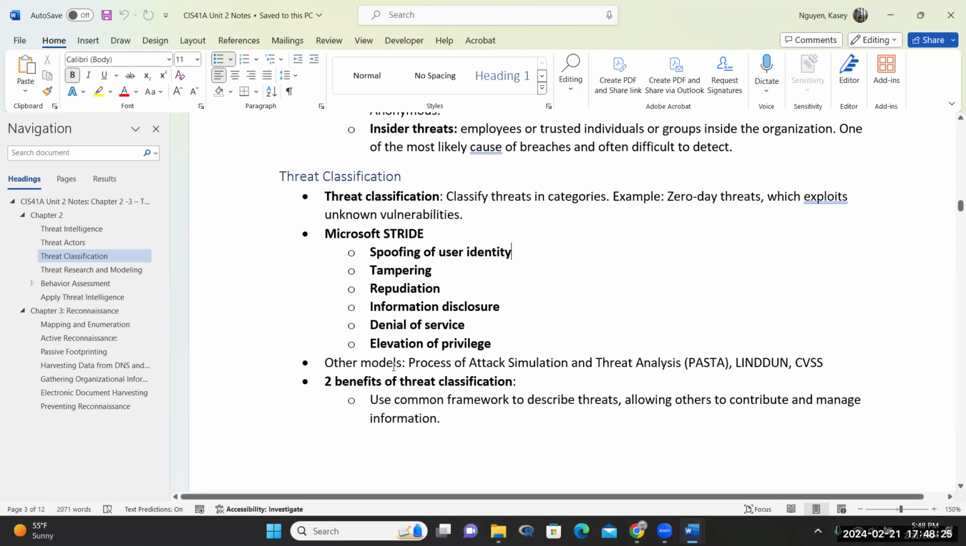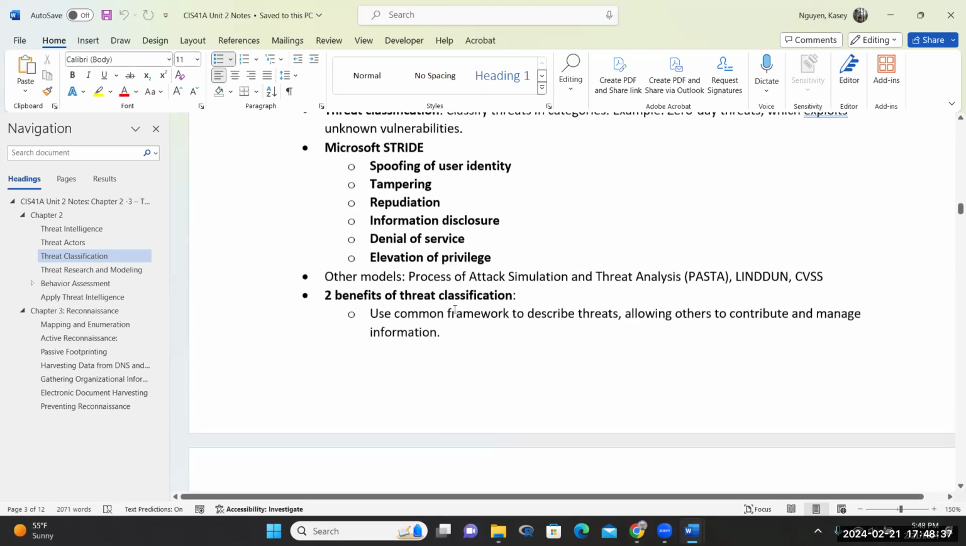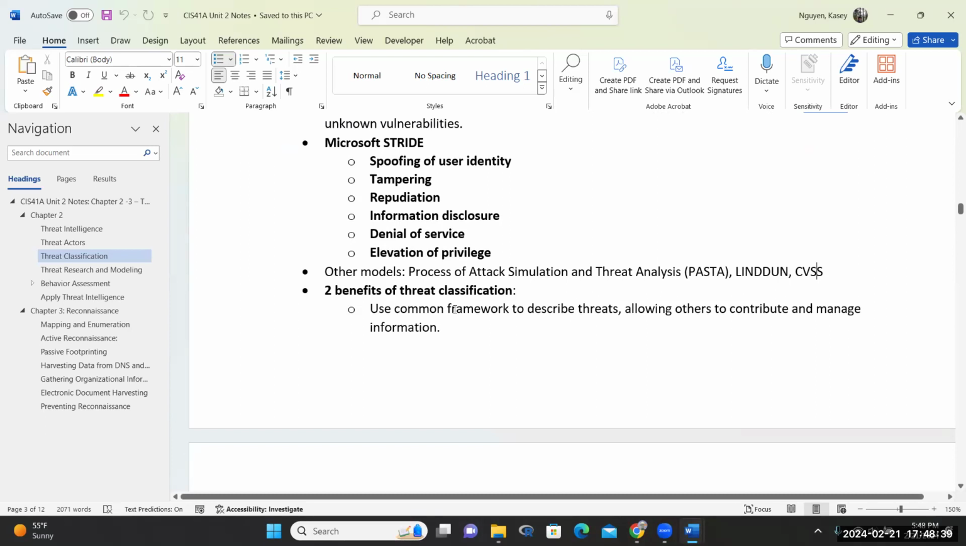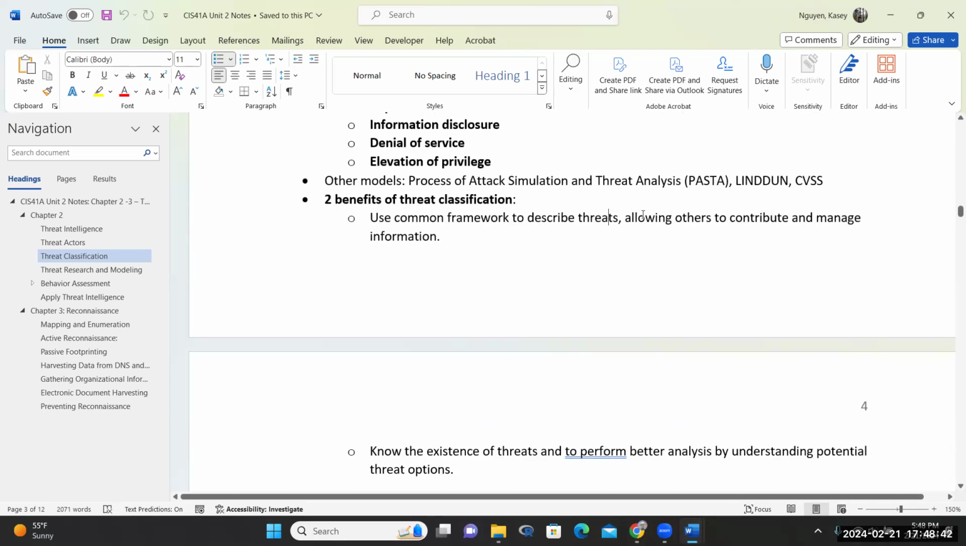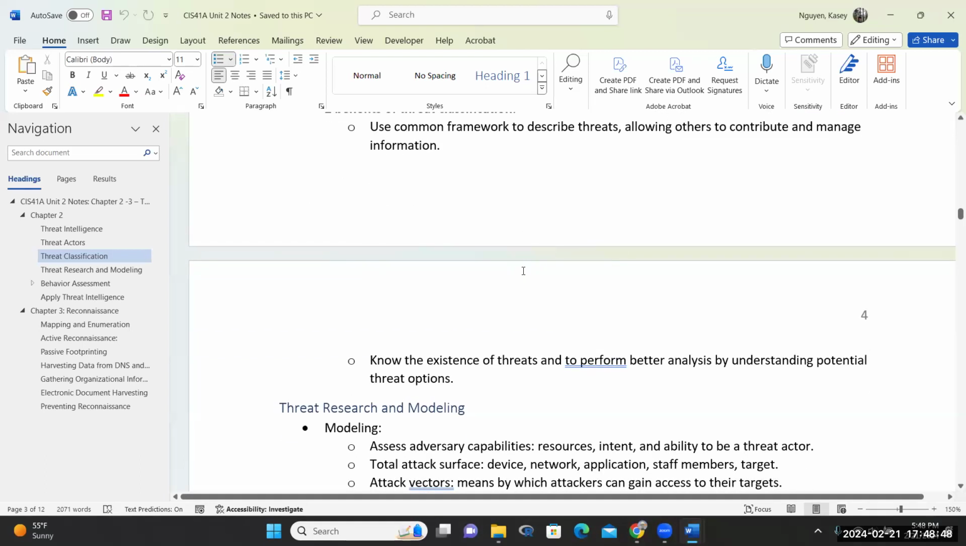And you can look at other models like PASTA, LINDDUN, and there are others. It depends. I found that STRIDE is kind of easy to remember. The benefit of classifying the threats is that you are following a standardized process using a common framework. With that, let's say you work for an international company, people across the world are still going to be able to understand the type of threats that you have identified. So it's a standardized practice.